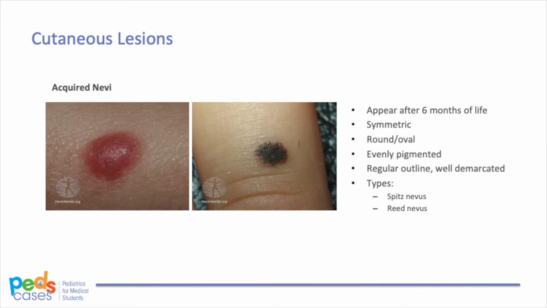The number and size of acquired nevi can increase during childhood and adolescence, peaking in the third decade and slowly regressing with age afterwards.